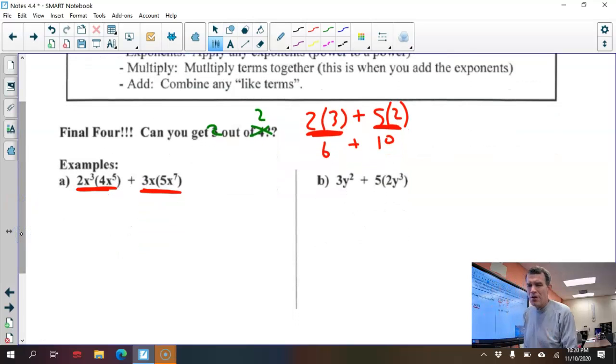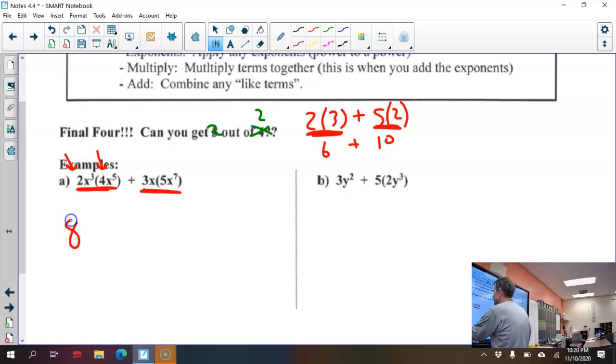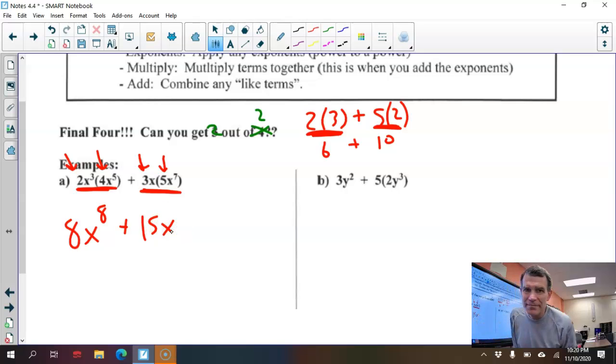So remember, when you're multiplying things together, you multiply the coefficients, but you add the exponents. This would be 8x to the 8th. This one, if I multiply the coefficients, I get 15. And if I add the exponents, don't forget about the hidden 1, I get x to the 8th.